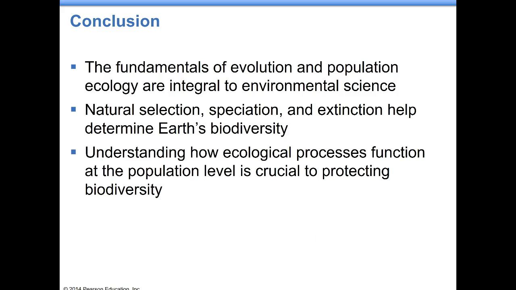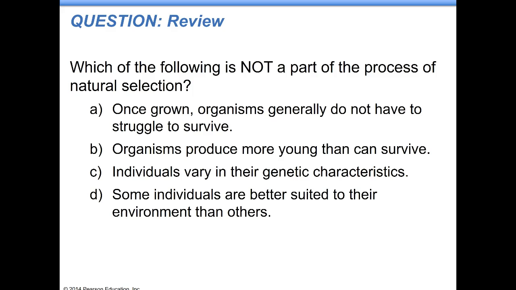So good. Chapter 10, the last one, we get to conclude. So what did we learn? We learned that the fundamentals of evolution and population ecology are an integral part of environmental science. We know that natural selection, speciation, and extinction help determine our biodiversity of species from, as I said, the microscopic to the macroscopic, plants to animals. We understand how ecological processes function at the population level and how that is so crucial in protecting biodiversity.